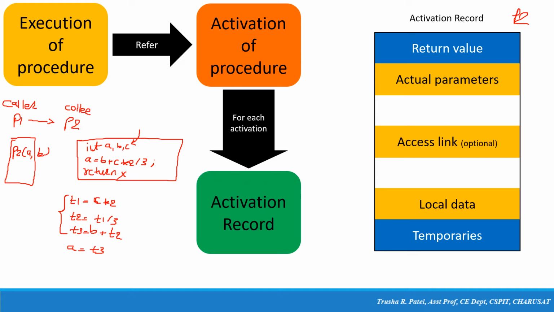Now next is the access link. So apart from a, b, c, if my P2 procedure is using some non-local variables, then the link to those non-local variables needs to be maintained in the activation record. But this is optional, as not all procedures necessarily use non-local variables or data.